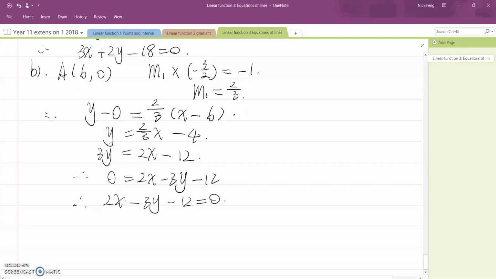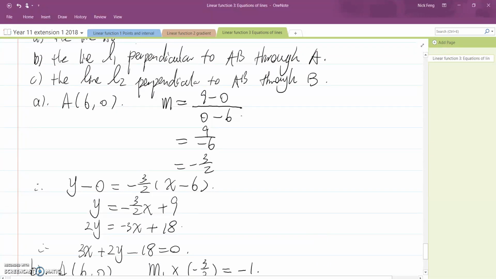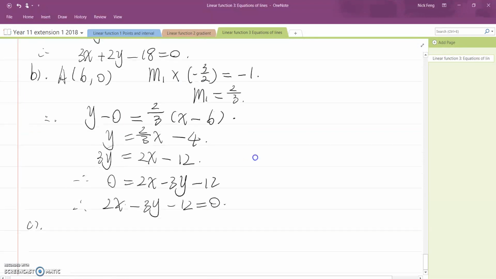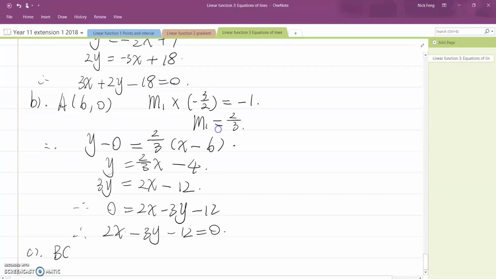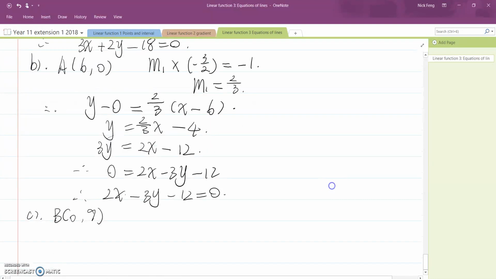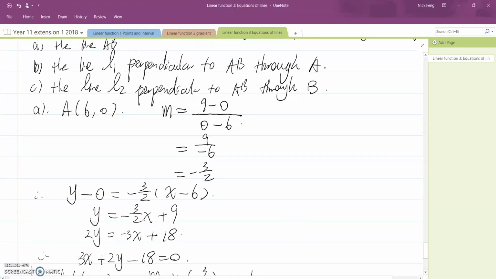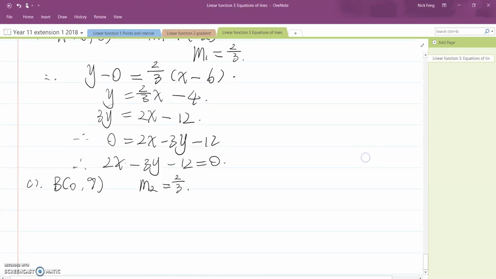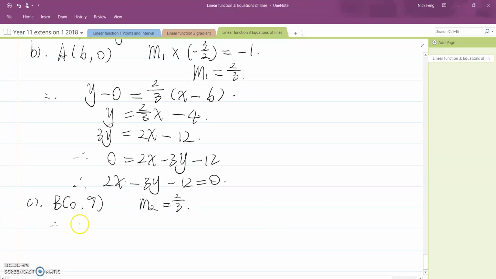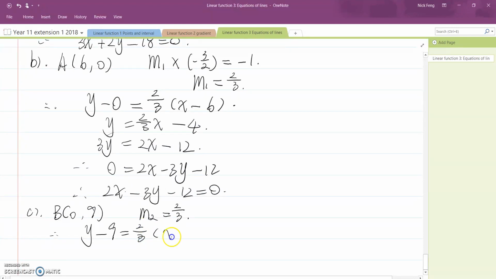Right. Part C. This time, we are looking for a line that is perpendicular to AB again, but passes through B. The same thing applies. In this case, for the point-gradient formula, we're just using B, which is (0, 9). The gradient is the same as before because both L1 and L2 are perpendicular to AB, which means those two are parallel. The gradient here is just 2 over 3, exactly the same as part B. So we use the point-gradient formula again: y minus y1 equals m times x minus x1.